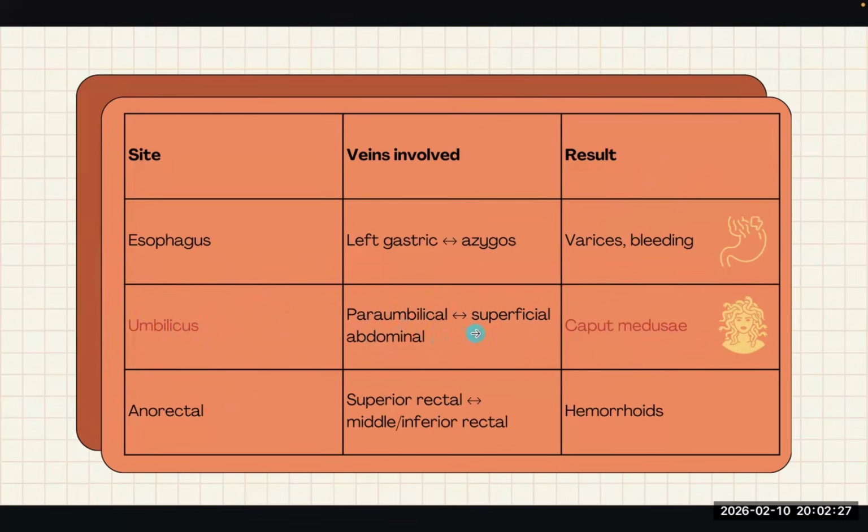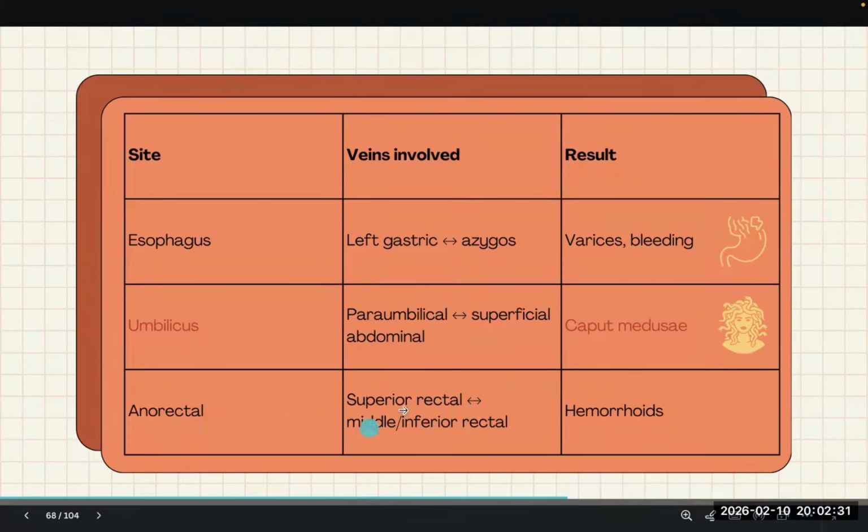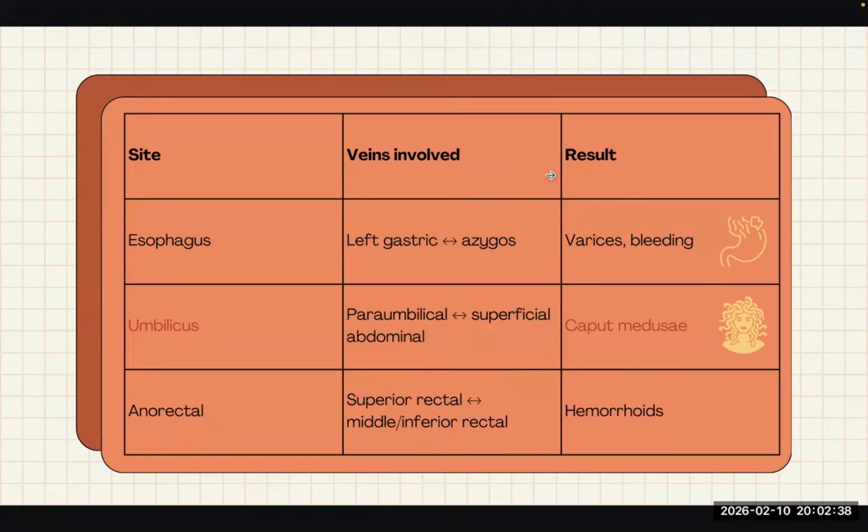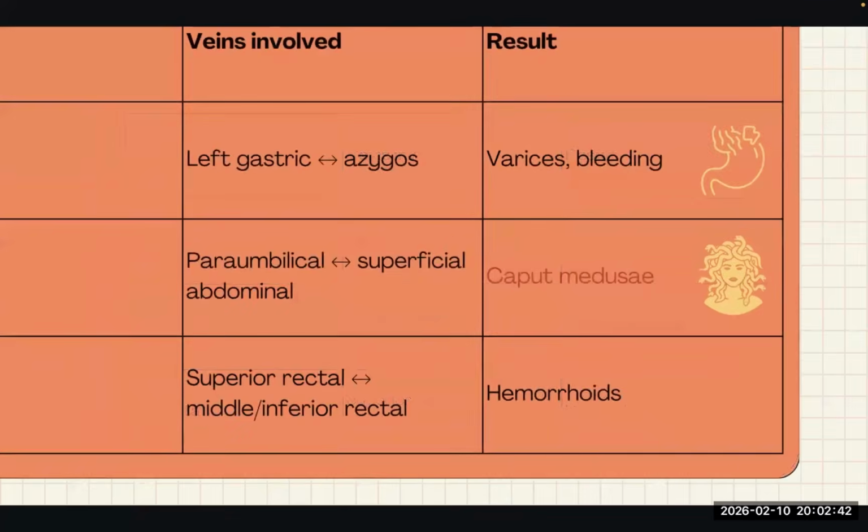We can try our luck here. Okay, then we have the anorectal, which is between the superior rectal and the middle or inferior rectal. Okay, and what does it result in? Hemorrhoids. Hemorrhoids is also a very clinically significant diagnosis.